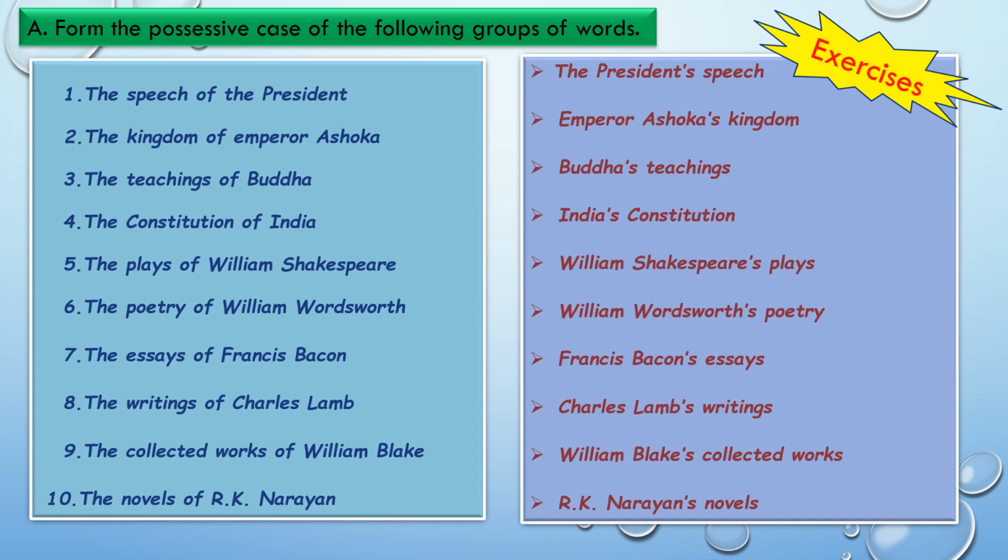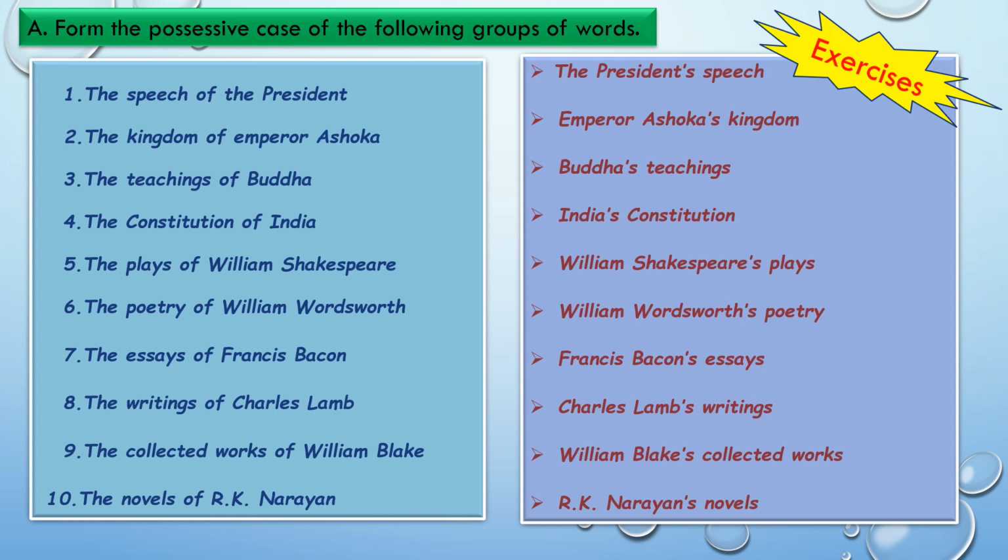See, first one, the speech of the president. Whose speech is this? The president's speech, right? The speech belongs to the president. The president owns this speech. So we can write the president's speech. And as president is a singular noun and does not end in s, so we will add apostrophe s to show the possession or to form the possessive case.